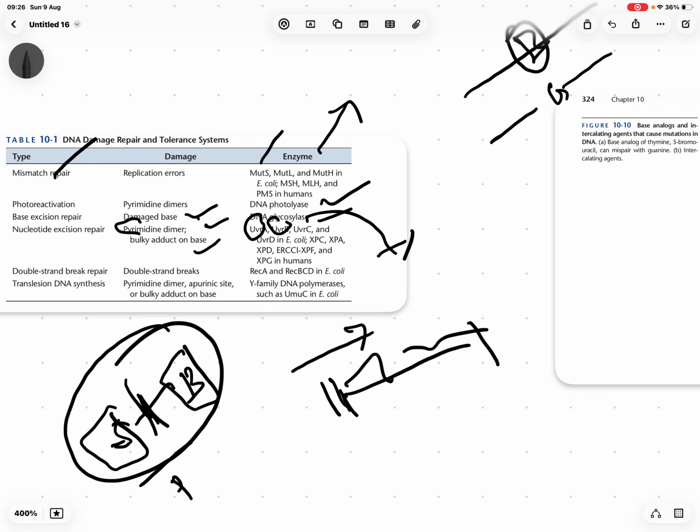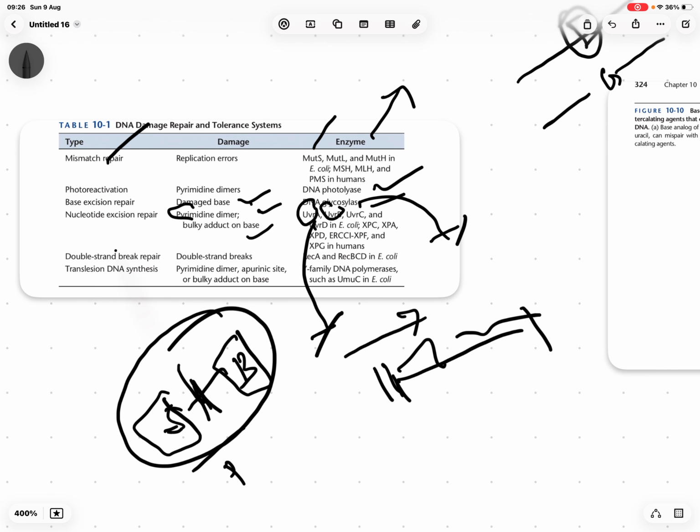Then the other proteins, for example UvrD, separate the two DNA strands like a helicase, so that single strands will be formed. After that, polymerases and other proteins come and repair that part of the DNA.